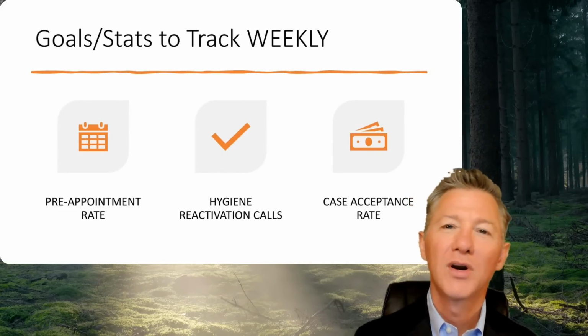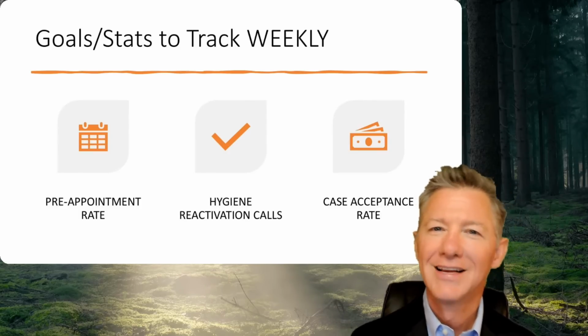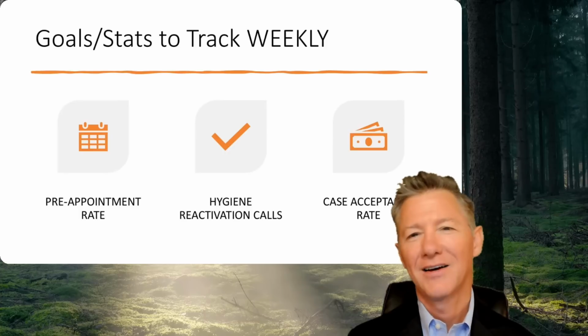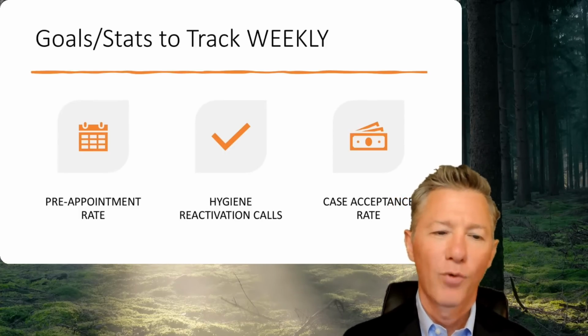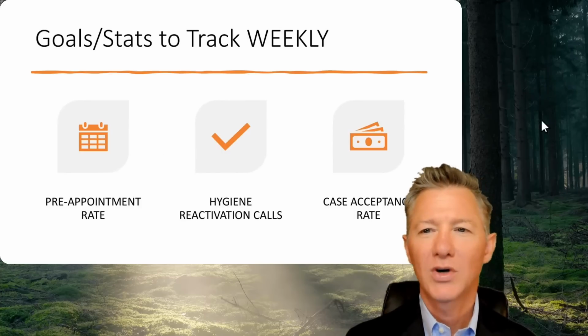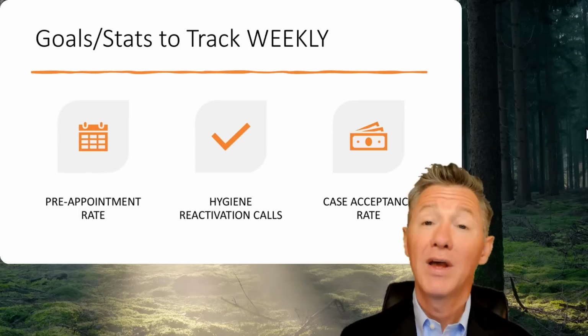I want to know that our pre-appointment rate is greater than 98%. If it's not, I simply ask, why not? And again, go back to that pre-appointment video and you can talk a little bit more about that. But in each of these cases, if we're not meeting a goal, I simply ask the question, why? What's the reason why we haven't met that goal? That way I can solve that reason.